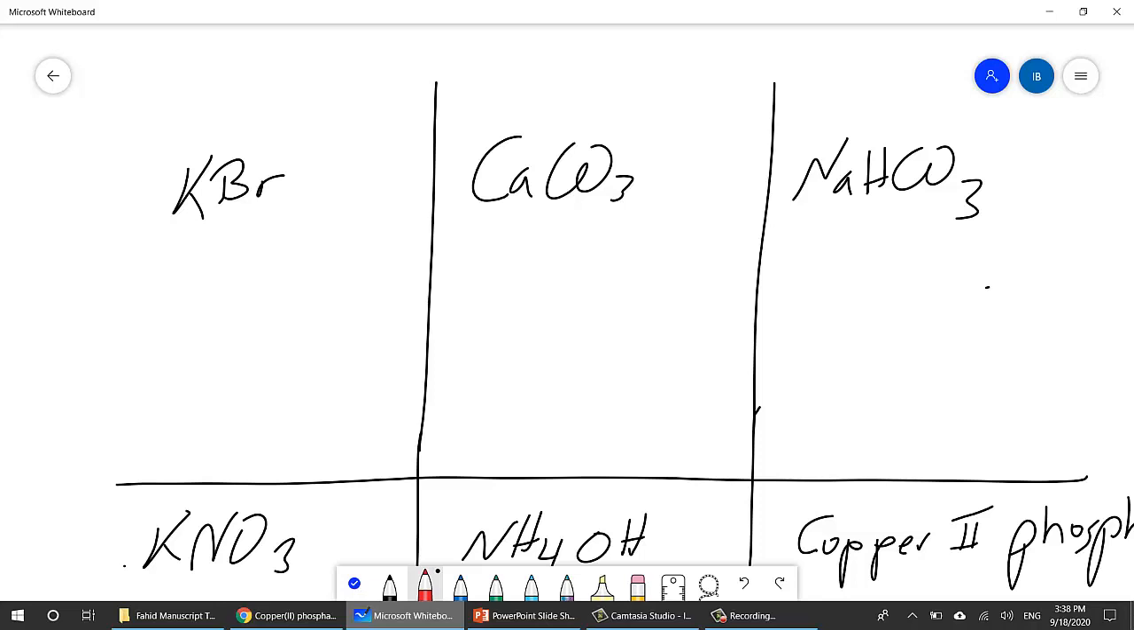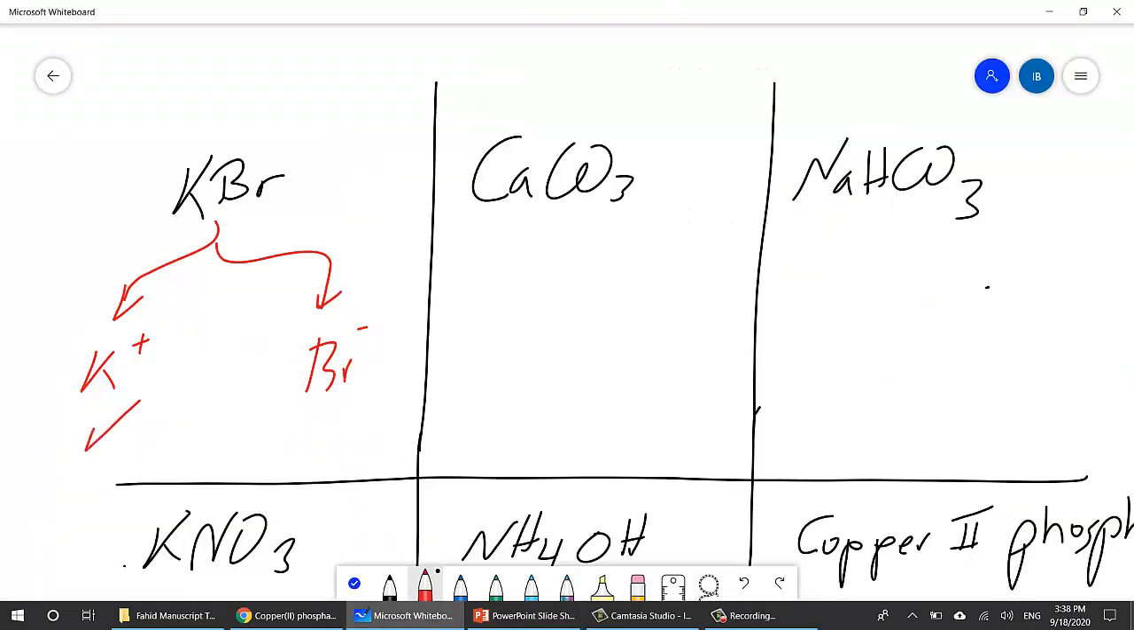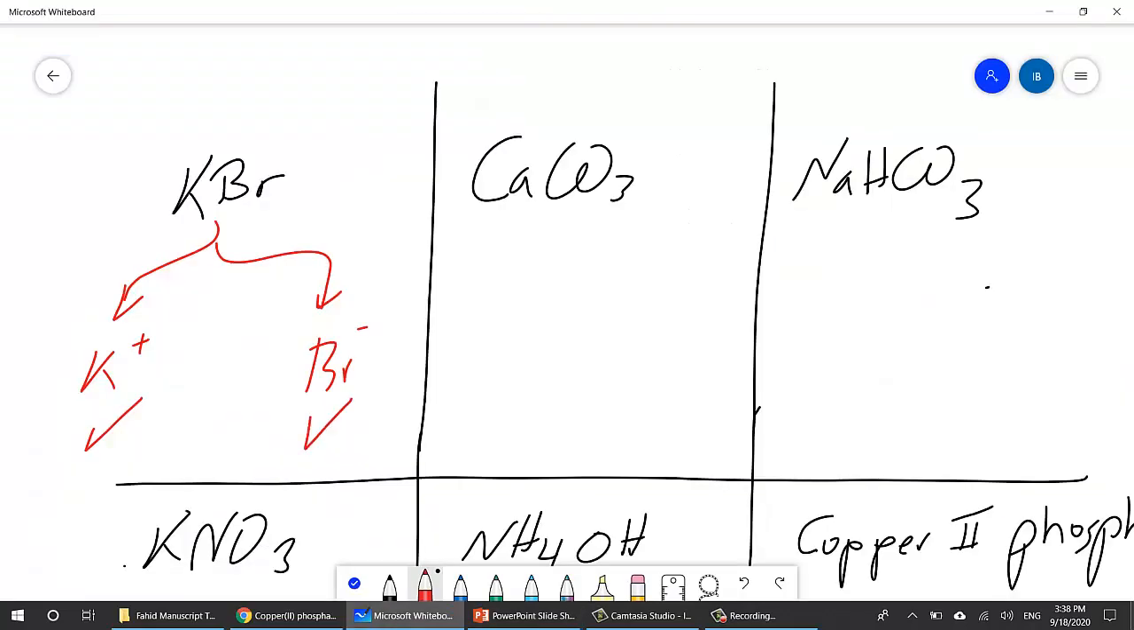The way I do this is, for example, for KBr, I break this down into its ions. I know KBr, when you put it in water, should give K plus and Br minus ions. Now there is a rule that says K plus is always soluble, so give this a check mark with no exceptions. And Br minus is soluble, but there are exceptions: there is a star, except Ag plus, mercury and lead. There is nothing like that here. So this should be soluble, and I expect that KBr is soluble in water.